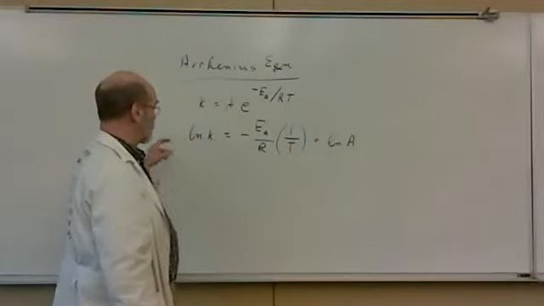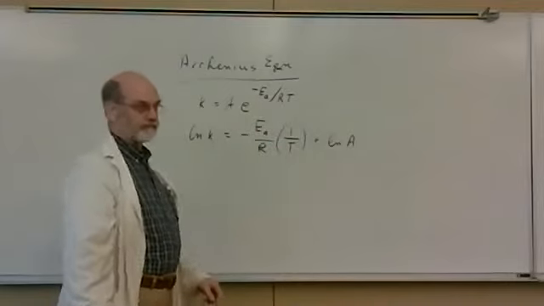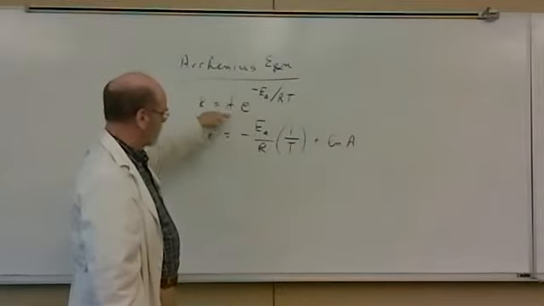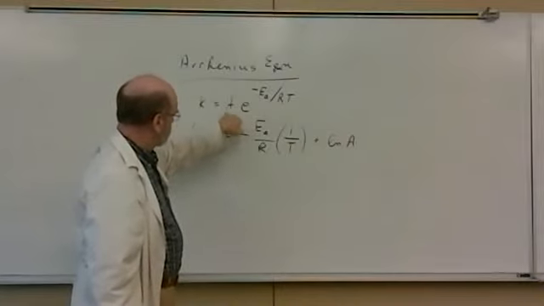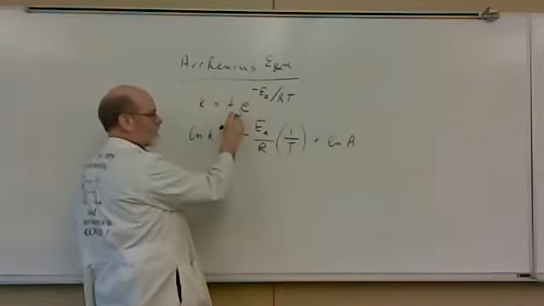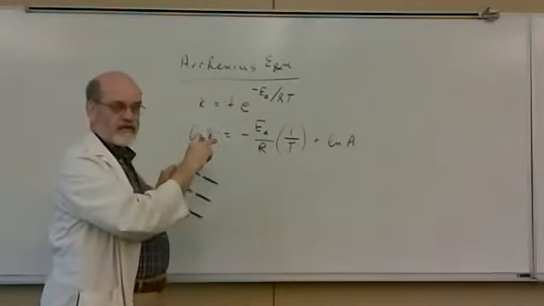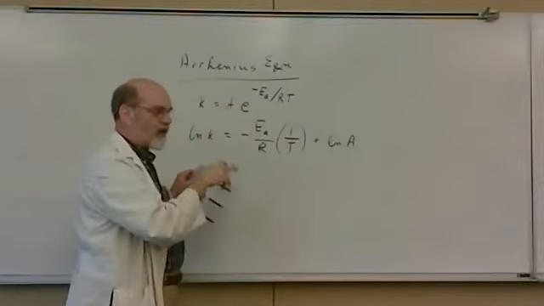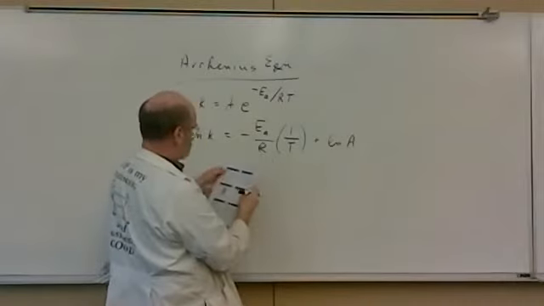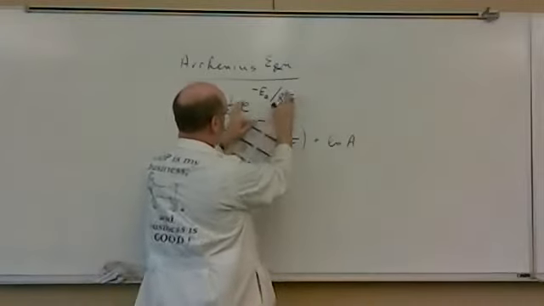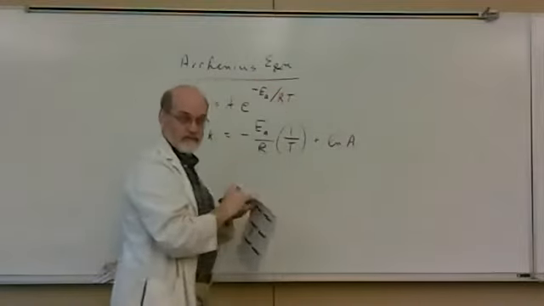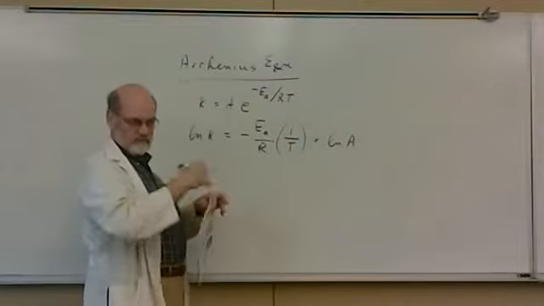All you have to do is take the natural log of that equation. Natural log of this, and the natural log of this is, remember the natural log of A times B is the natural log of A plus the natural log of B. So this would be the natural log of this term, and this would be the natural log of that term, based on log functions.